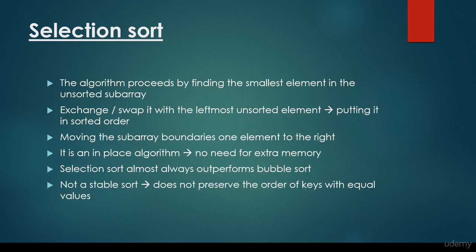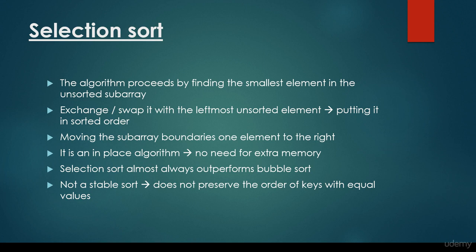Okay, so the algorithm proceeds by finding the smallest element in the unsorted subarray and exchanging or swapping it with the leftmost unsorted element, putting it in the sorted order. So moving the subarray boundaries one element to the right, it is an in-place algorithm, as I said earlier, so no need for extra memory, and selection sort almost always outperforms bubble sort.